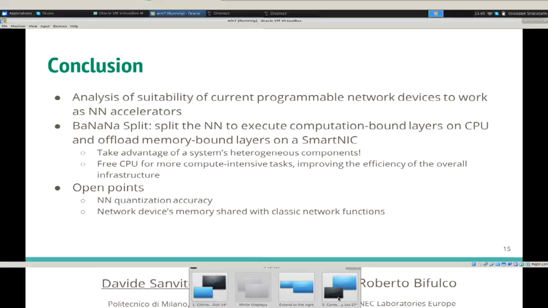This work is still in a preliminary stage. There are some open points. The accuracy of the final system depends on the accuracy of the quantization techniques, which is still an open research problem. And the second point is that since we are moving parameters into the network devices, we need to share this memory with the conventional network functions. However, if the memory becomes scarce, we can think about allowing multiple splitting points in the neural network, and so we can distribute execution on multiple devices on the path.